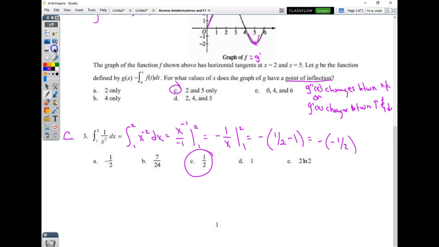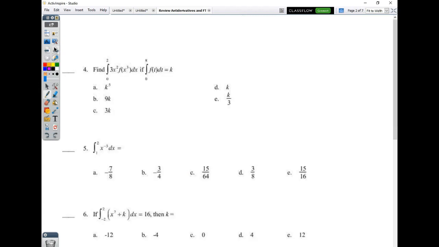All right, moving on, we're going to take a look at question number 4 now. This one's a little bit scarier. Find the integral from 0 to 2 of 3x squared times f of x cubed dx, if the integral from 0 to 8 of f of t dt is k. That doesn't look very straightforward at all.